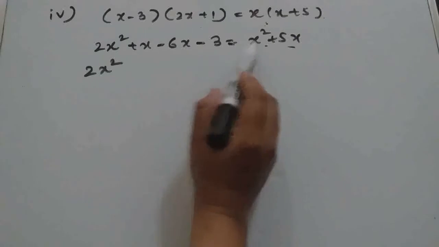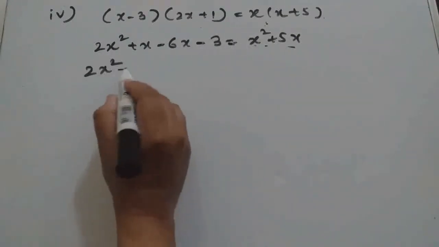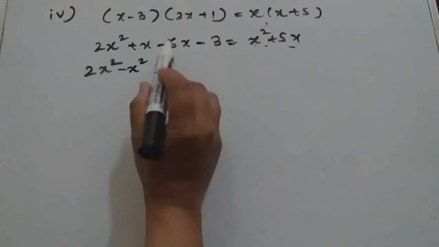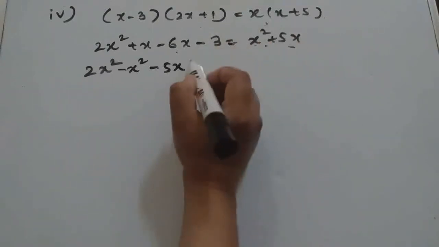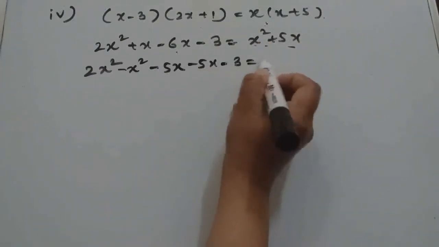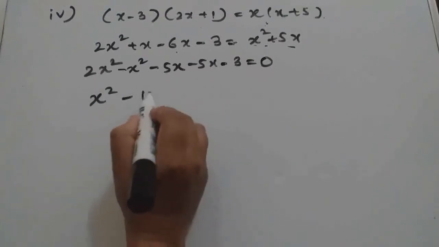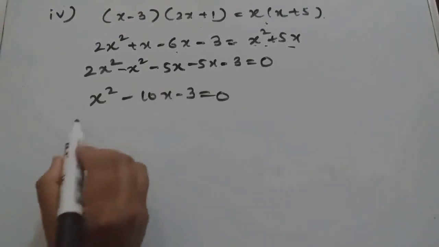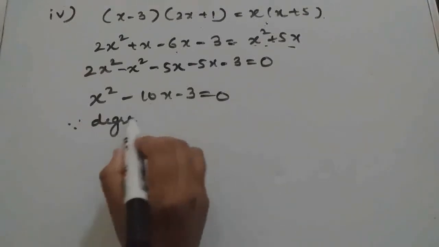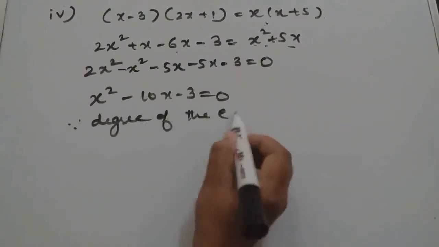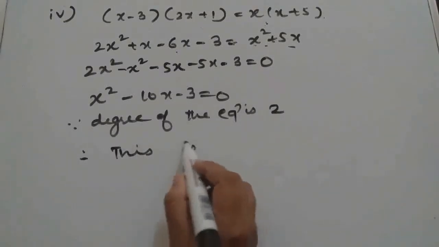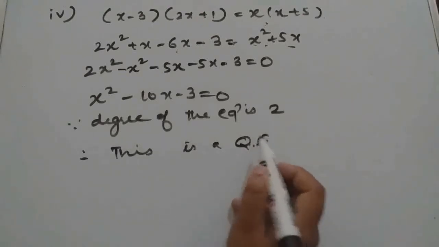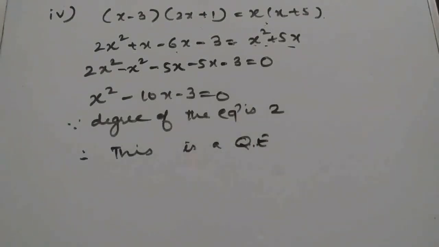Okay, here since coefficients are different, see 2 and 1, so we will be left with 1x square here. This is minus 5x and here this minus 5x minus 3 equal to 0. So x square minus 10x minus 3 equal to 0. Since degree of the equation is 2, so therefore this is a quadratic equation. So likewise we can check for other questions also.